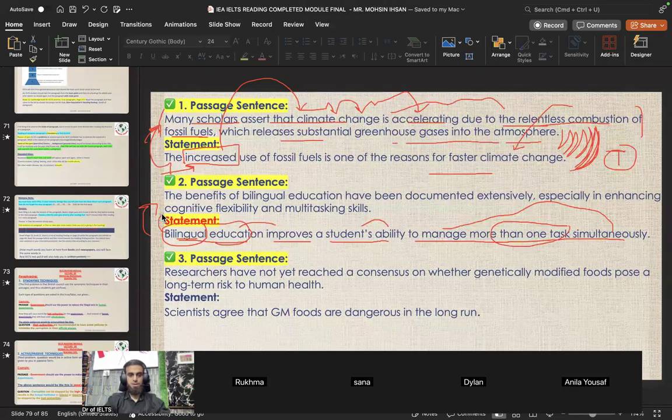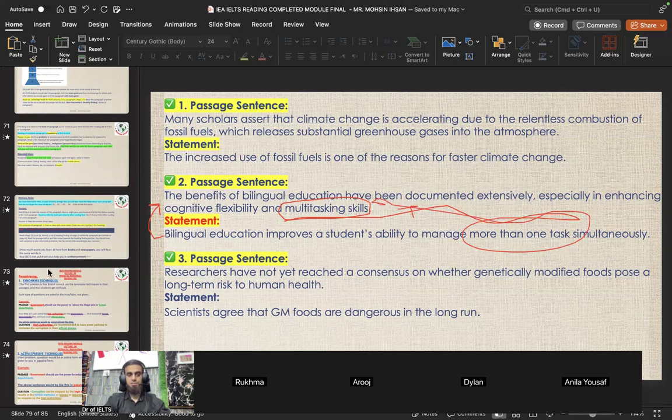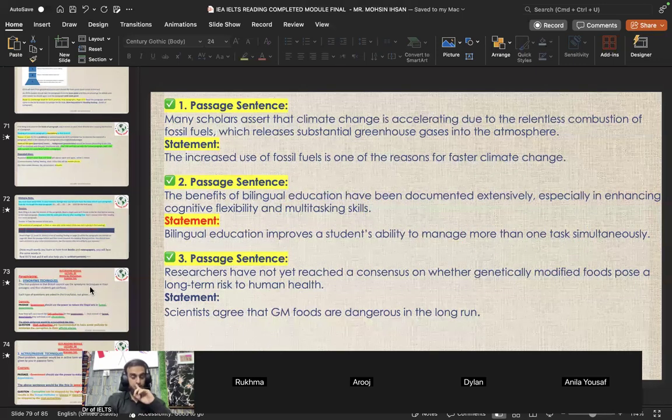Now we see this passage, and you have to tell me again: the benefits of bilingual education have been documented extensively, especially in enhancing cognitive flexibility and multitasking skills. What do you say about this one? I think it's easy. Sir, true. Good, very good. True, because more than one task or multitasking both mean the same, and that's why it means true.